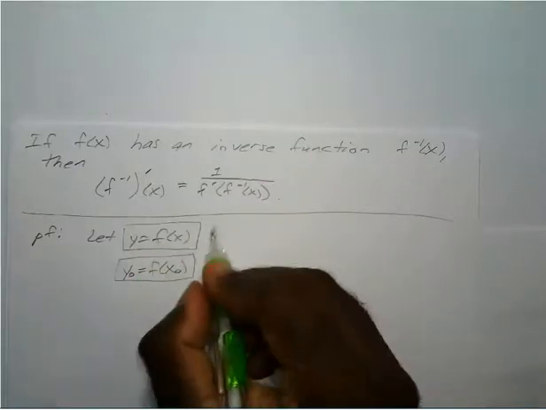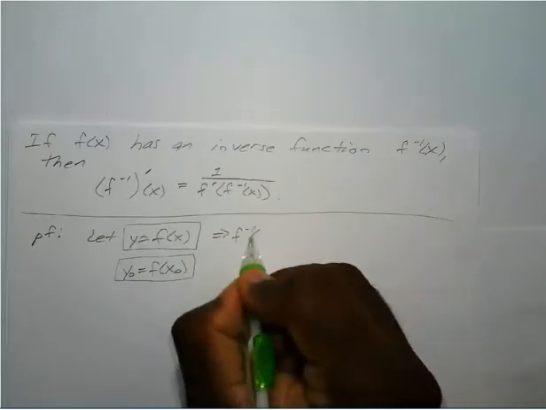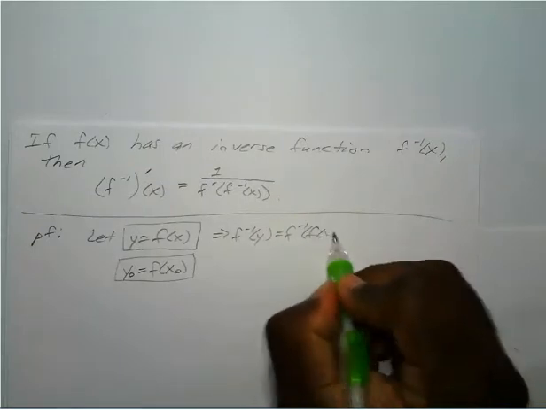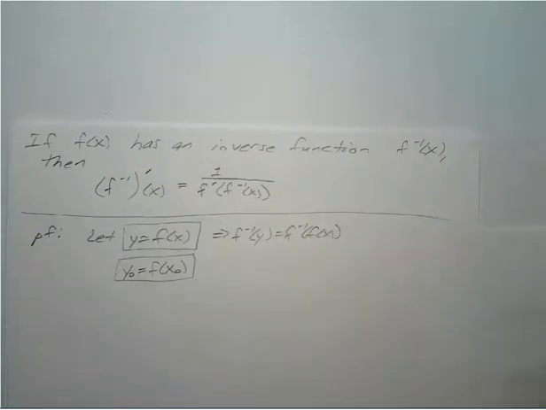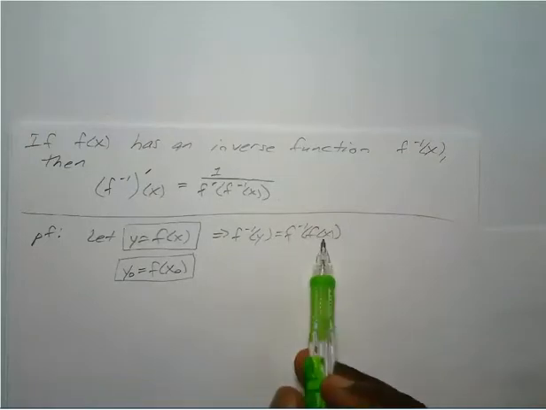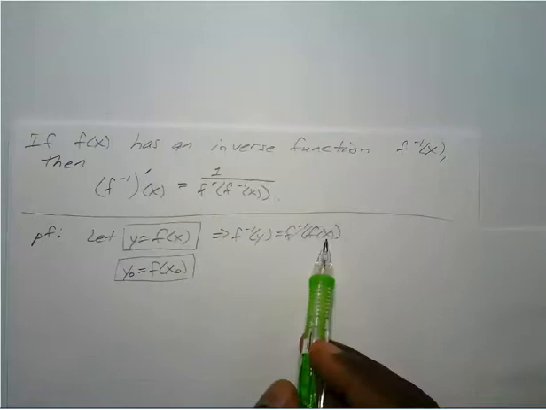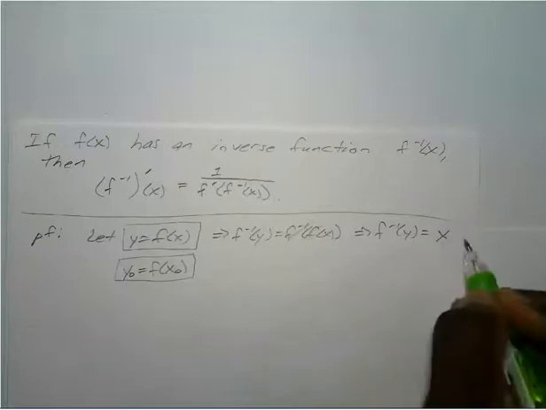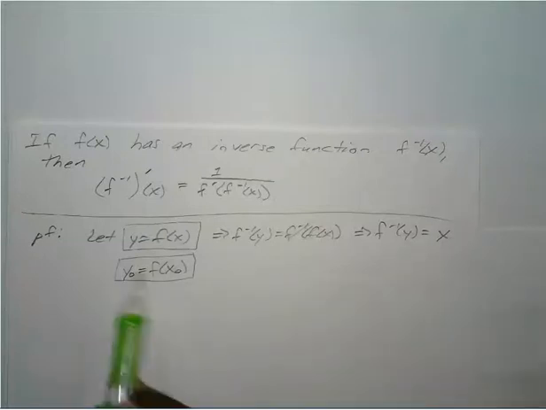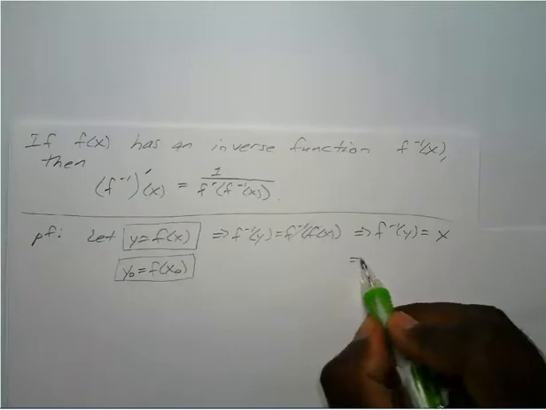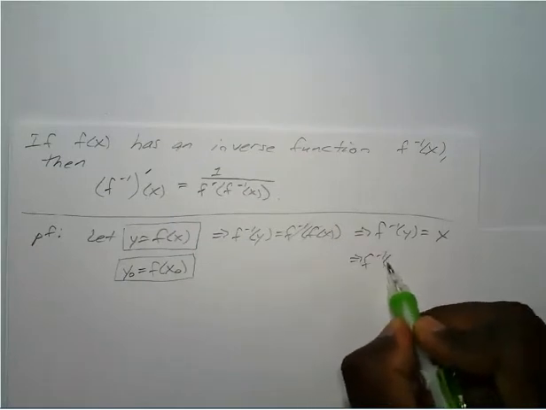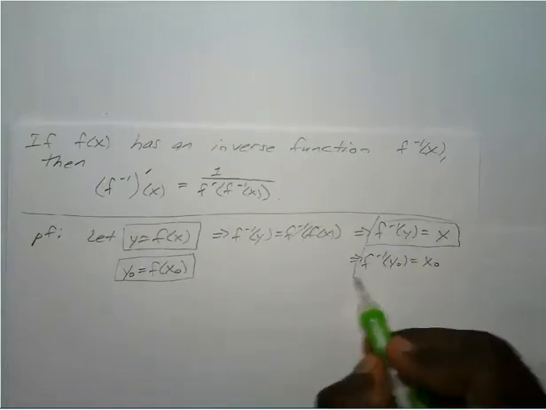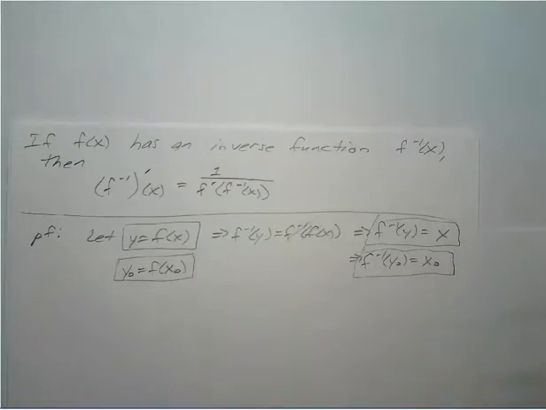Okay, if we apply f inverse to both sides, we have f inverse of y equals f inverse of f of x. We know that f inverse of f of x, those two cancel out, which leaves us with just x. That means f inverse of y is equal to x. But at a specific x and y value, it also means f inverse of y sub 0 is equal to x sub 0. Those four little equations help us along with our proof.